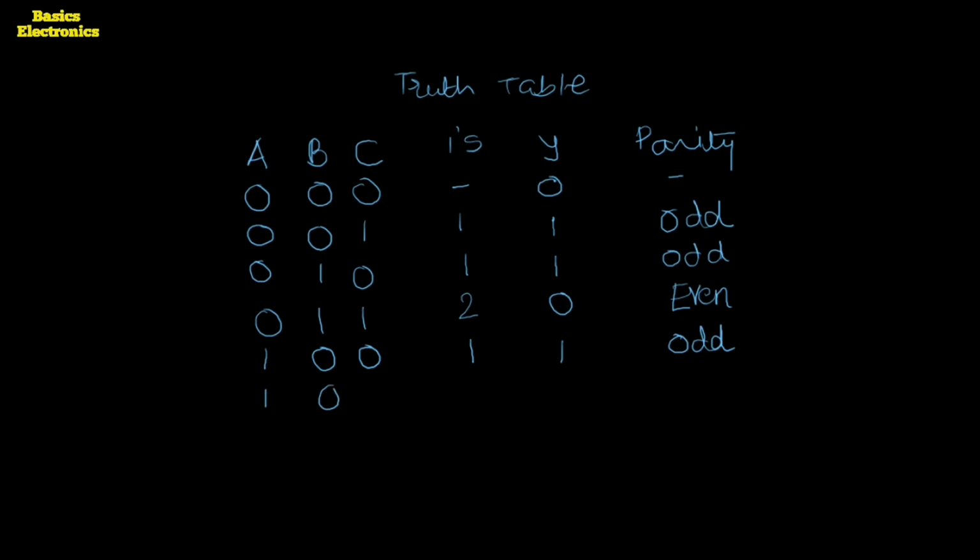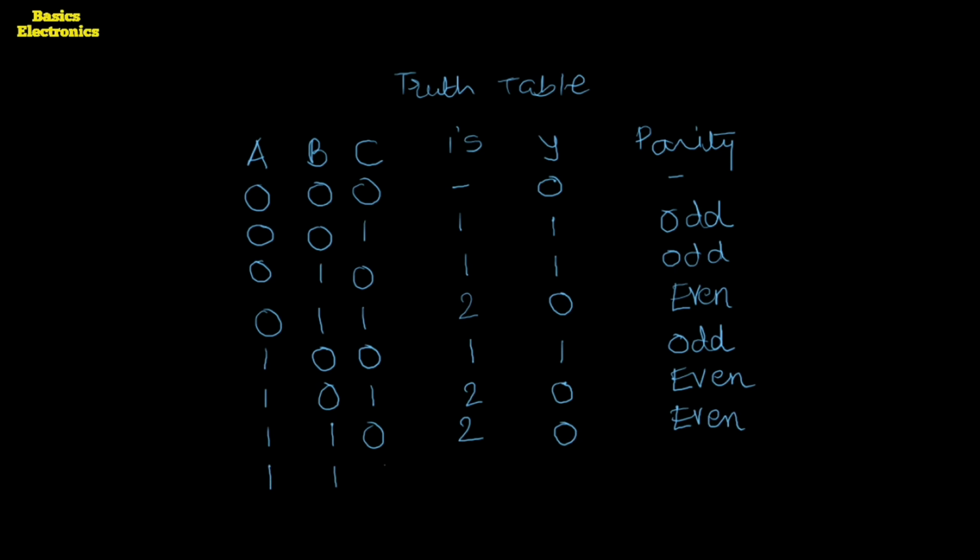Next input is 1, 0 and 1. So here the number of ones is 2 and the output y is equal to 0. Why is it equal to 0? Because an even number of ones are there. So parity is equal to even parity. Next entry is 1, 1 and 0. Again the number of ones is 2. So here the output is equal to 0 and here there is an even parity.